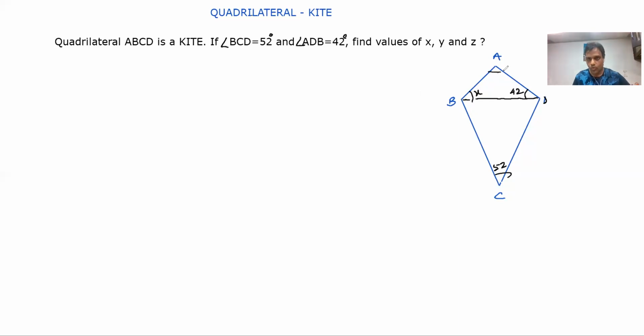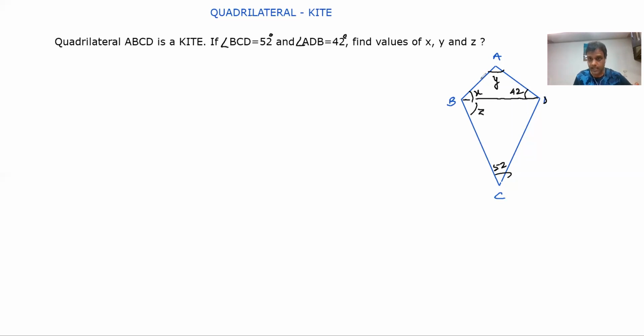X, Y angle and Z angle. These are the three unknowns, and we have to find all these three angles. How should we do this? Let's go with what we know.